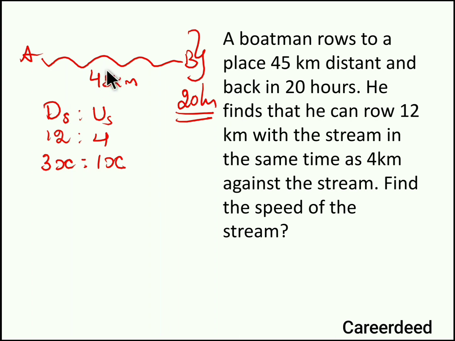So here distance is constant, right? If distance is constant, we can say speed is inversely proportional to time. So here downstream time and upstream time will be in the ratio 1:3. Time taken by the boatman to cover the distance in downstream and time taken to cover the same distance in upstream will be in the ratio 1:3.